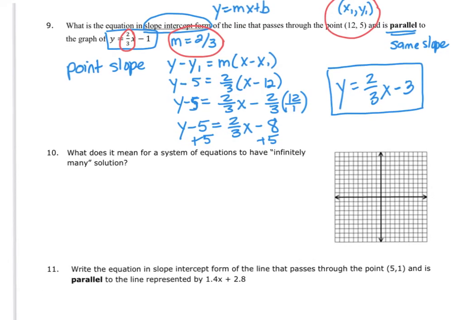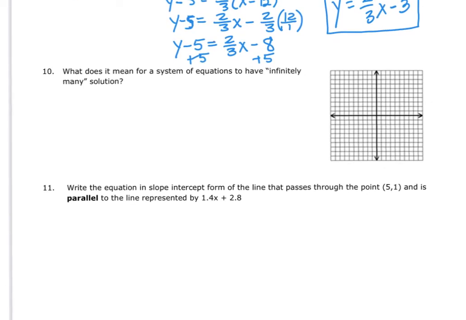So our next question, number 10, says, what does it mean for a system to have infinitely many solutions? Referring back to your notes, infinitely many solutions. A couple of terms we have here. Basically, it's an identical line. So infinitely many solutions would be an identical line. Another way that's written is coinciding lines. They may not appear to be the same line, but they would reduce down to the same line.